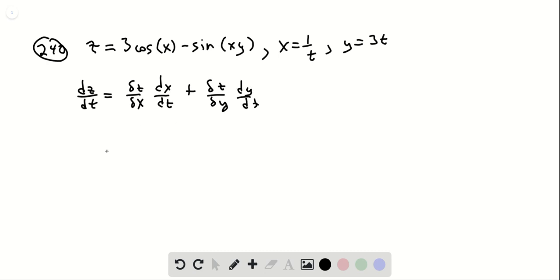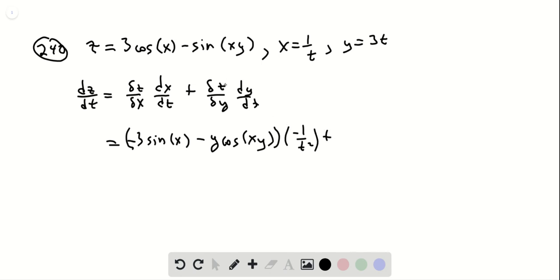Okay, so what's the first partial of z with respect to x? Well, the derivative of the cosine of x is negative sine x, so negative 3 sine x. And the derivative of sine of x times a constant is the cosine of x times a constant times the derivative of x times a constant, which is the constant. So minus y cosine of xy. Perfect. Plus, that times the derivative of x with respect to t. Now think about it, this is t to the negative 1, so the derivative of that with respect to t is negative 1 t to the negative 2, or negative 1 over t squared.